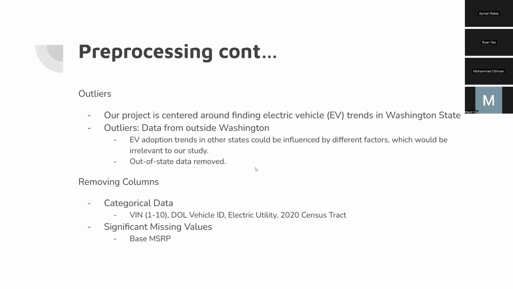And finally, we removed columns that we didn't think were important, such as the ID numbers and categorical data that are listed right here. And any column that had significant missing values, which was just the base MSRP.